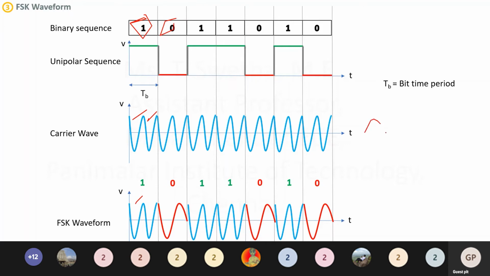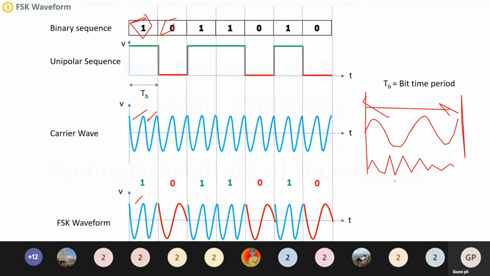If the number of cycles is different, that means your frequencies vary. Let's say here we got 2 cycles, which means you got, for example, 2 hertz. Here, for 1 second of time period, we got 10 cycles, which means you got 10 hertz. So as the number of cycles increases, the frequency also increases.